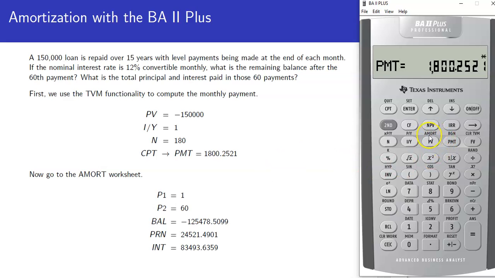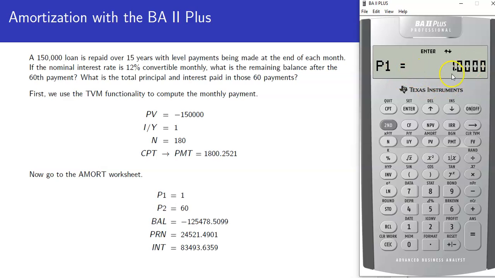Now, once we've got all that computed, we can go into the amortization worksheet. We enter the amortization worksheet by doing second and amort here, right above the present value button. Here we need to enter where our starting payment is and the ending payment is. That's what the P1 and the P2 are. This one already has some values in here. This is a worksheet, so I can do second clear work, and it'll clear everything out.